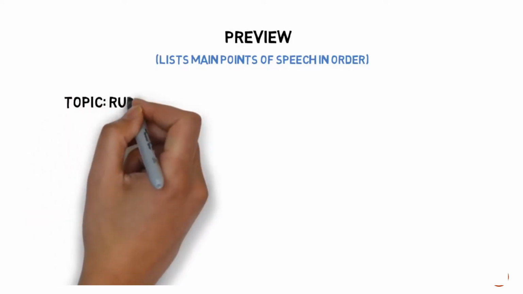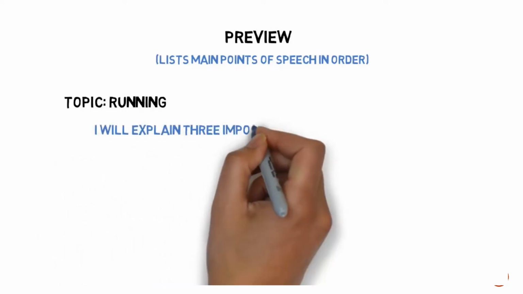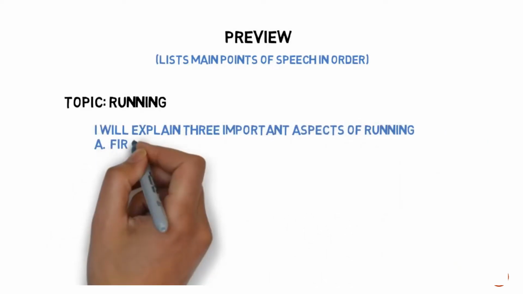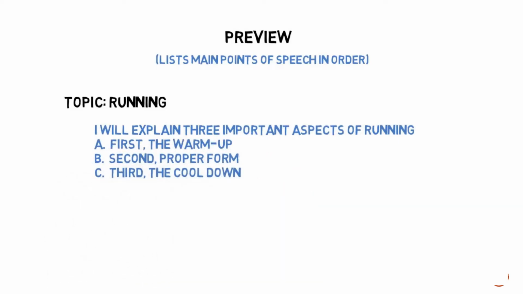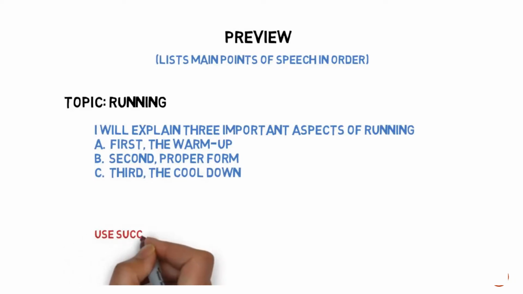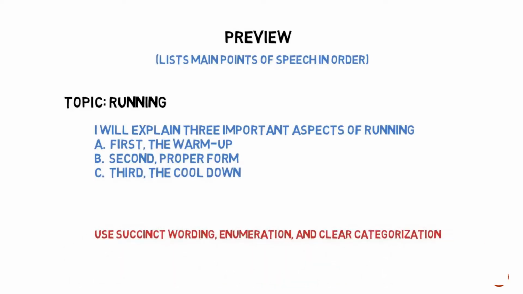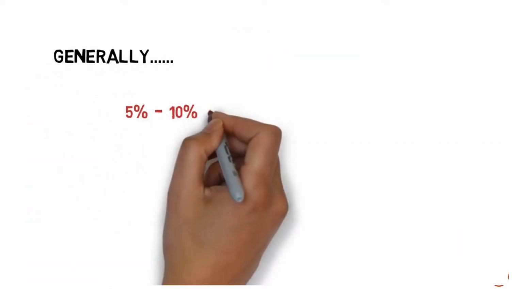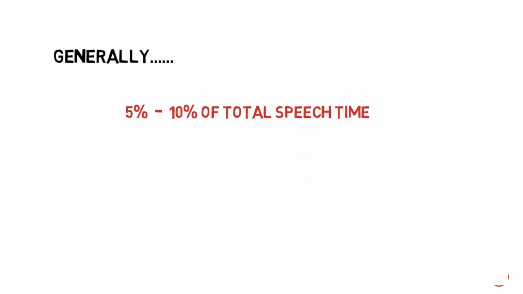For instance, in a speech about running, a preview might be, I will explain 3 important aspects of running. First, the warm-up, second, proper form, and third, the cool-down. The keys to a strong preview are succinct wording, enumeration, and clear categorization. Generally, the introduction of a speech should comprise about 5% to 10% of the total speech time. So, if your speech is 10 minutes, the introduction should be approximately 30 seconds to 1 minute in length.